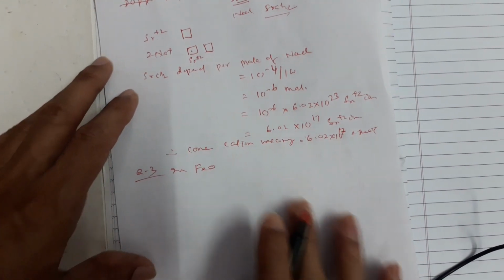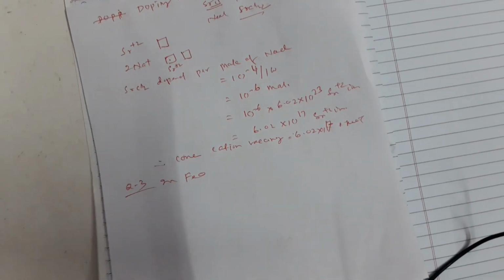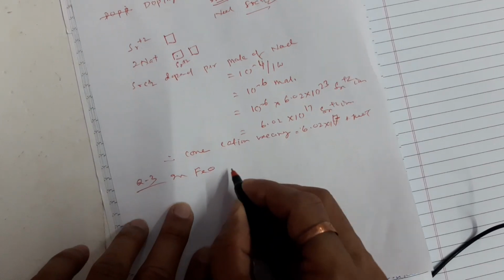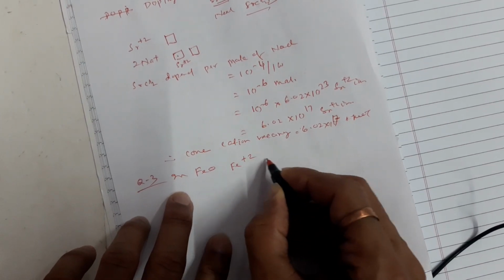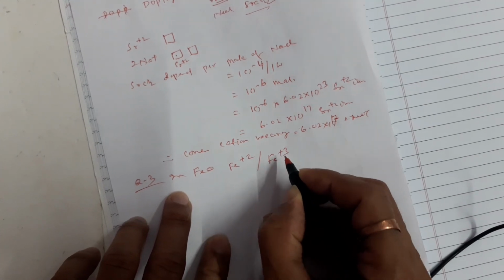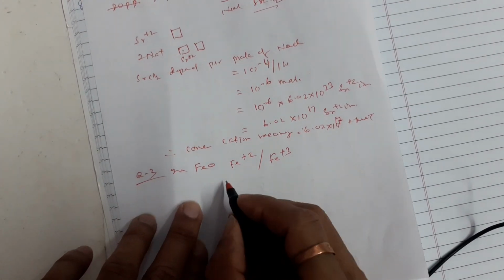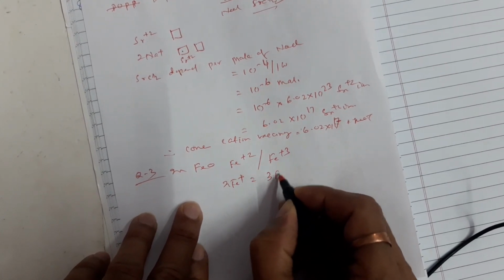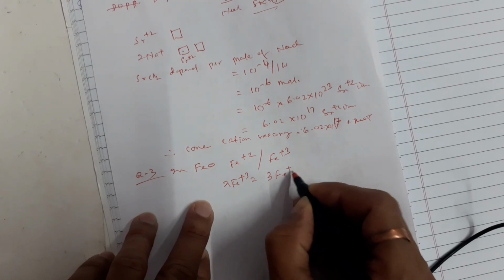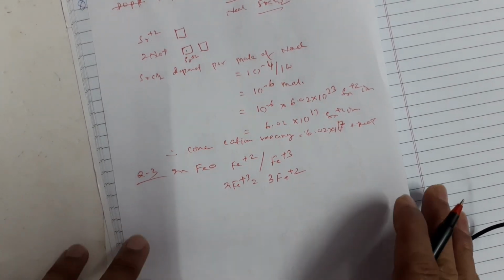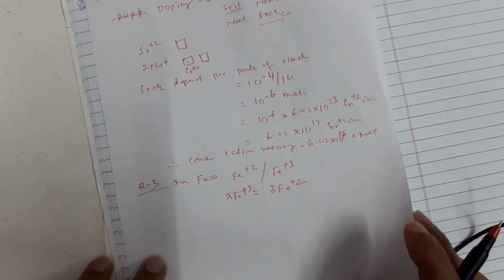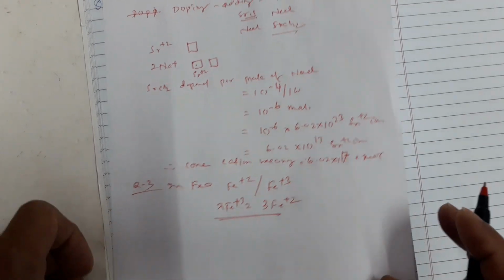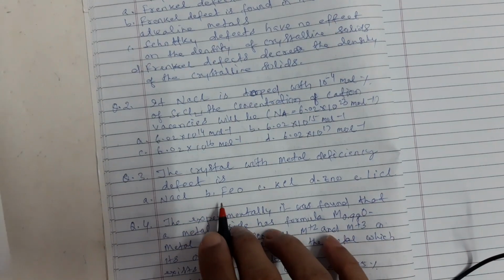In FeO, this is your ferrous oxide. Okay, ferrous oxide. In FeO, some Fe may be present as +2 or some may be present as +3. Okay, so 2 Fe+3 is equivalent to 3 Fe+2. Okay, hence FeO should have metal deficiency defect. Okay, it is balancing the charges. Okay, so question number 3, choice B is the correct answer.